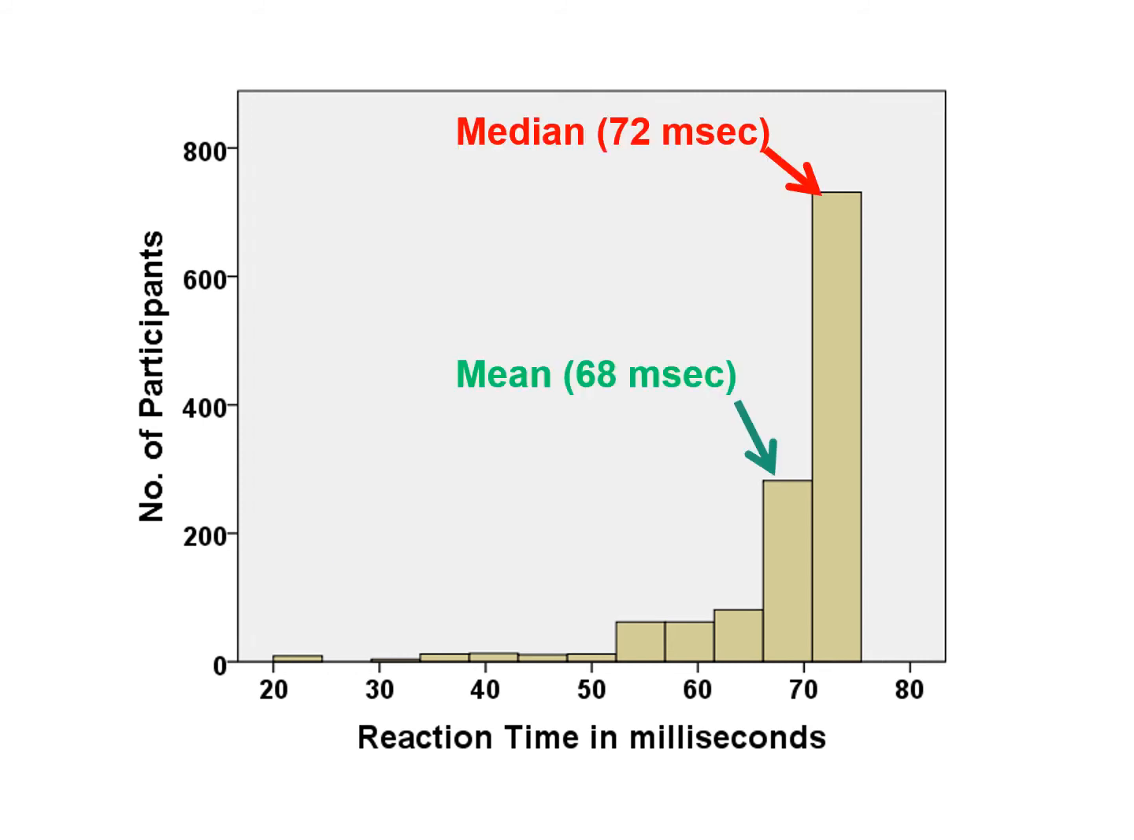So this shows the median and mean. The median was 72 milliseconds. Half the people had reaction times more than 72 milliseconds, and half had reaction times less than 72. But the mean is lower than the median. When you average in these extremely short reaction times, 20 and 30 milliseconds, the mean gets pulled to the left.